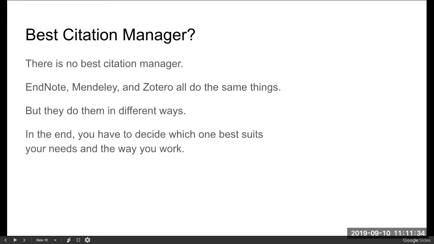Is there a best citation manager? I don't think there is. I think each citation manager has one or two aspects that make it stronger than the other. They all do the same thing. They're all going to take citations, or take PDFs, tell you what's inside of them, and let you format citations. They do it in different ways. And in the end, you have to decide which one works for you.